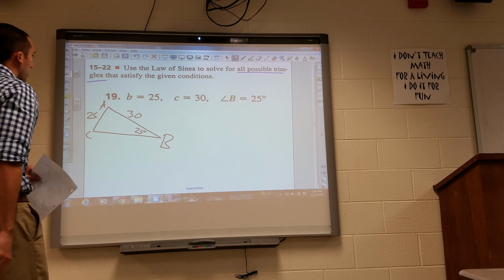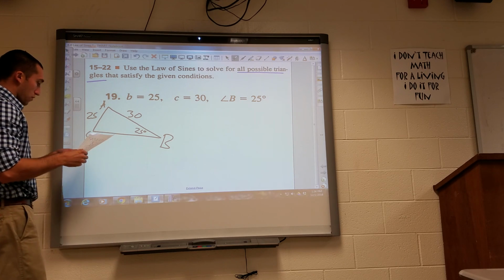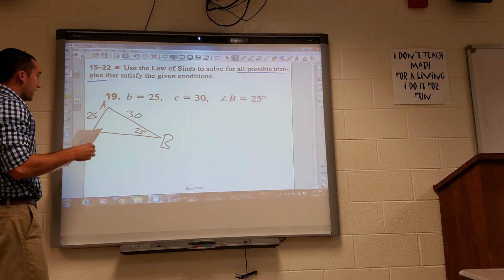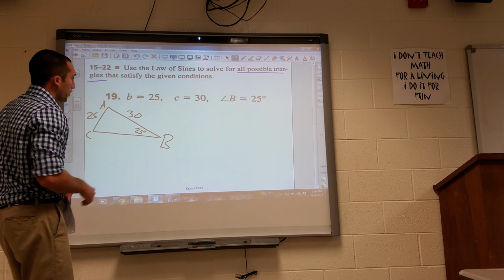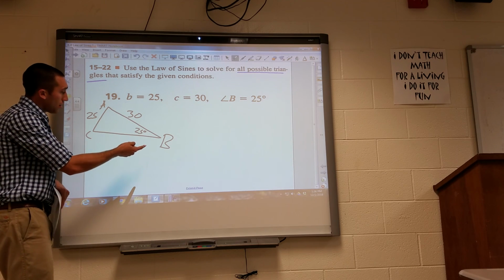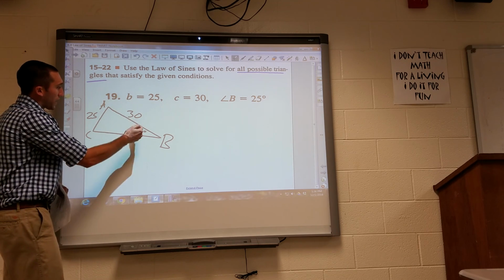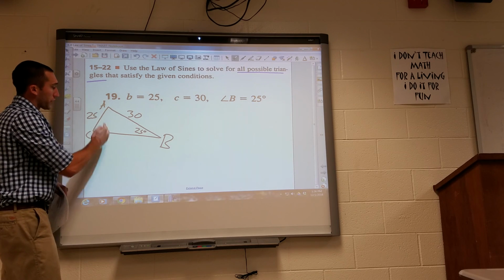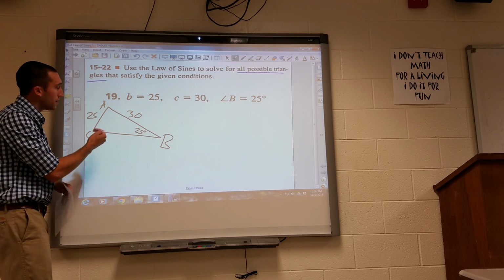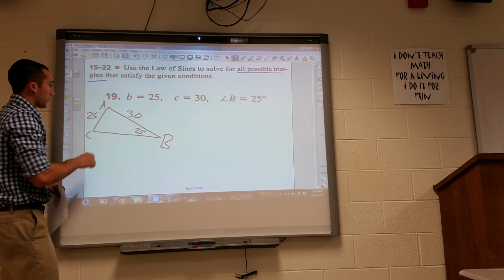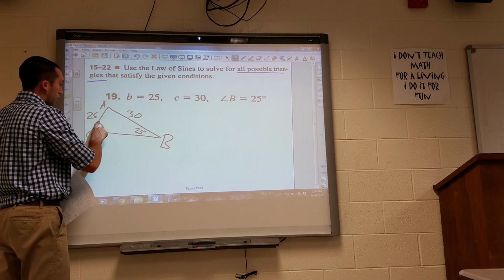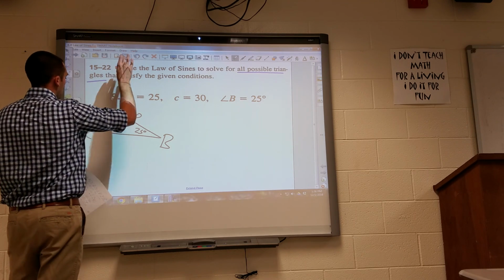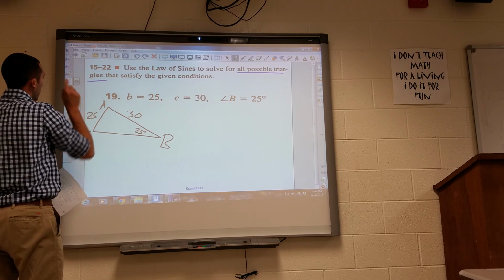So first, let's solve for angle C. We don't know side A, so the first thing we're going to have to do is solve for angle C, so then we can find angle A. So this is the first thing we have to look for, and I want to make sure I do this in a different color.